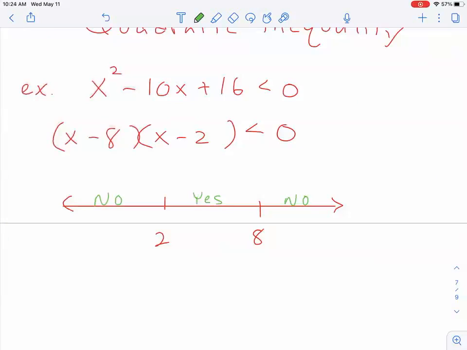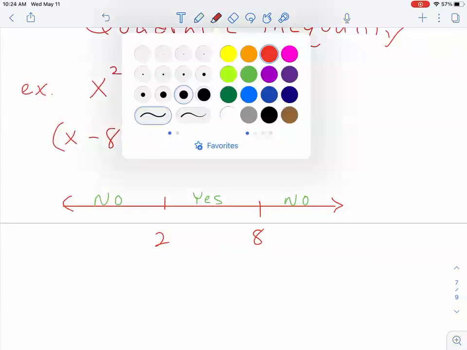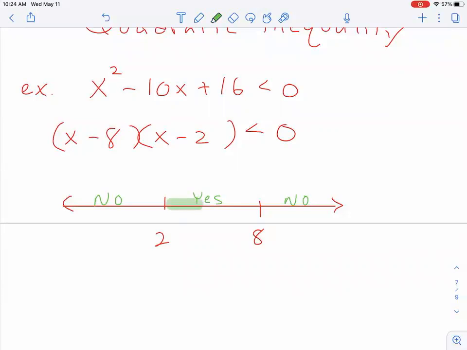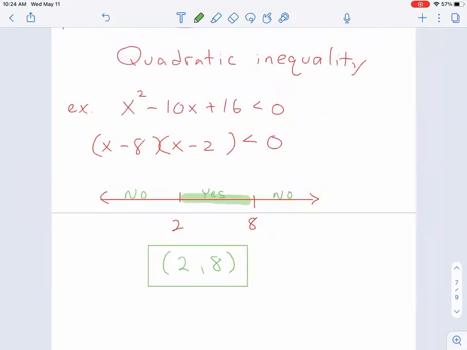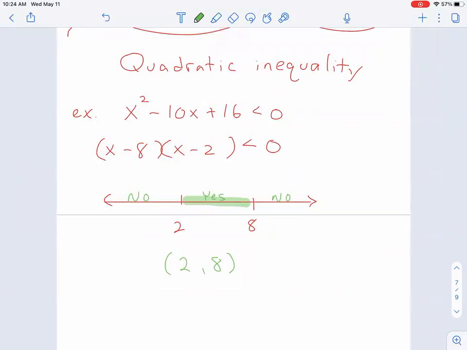So we are essentially done. We just have to write our answer, because our winning region is here. That means it is the interval from 2 to 8, exclusive of 2 and exclusive of 8, because those were the boundary points. Those were what made the two sides equal, but we just want less than, not less than or equal to.